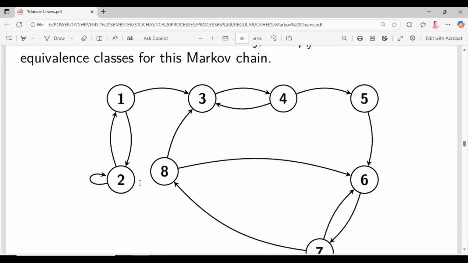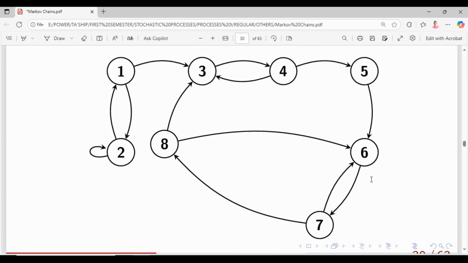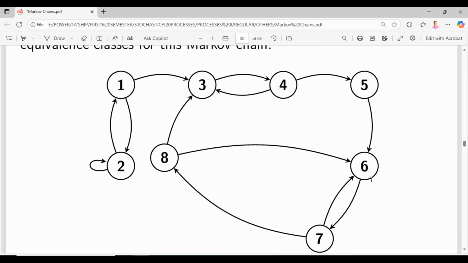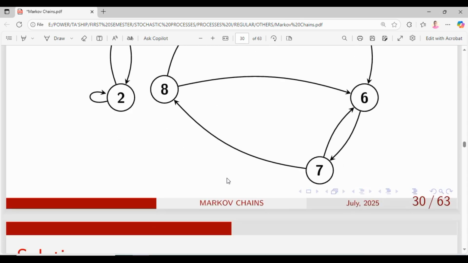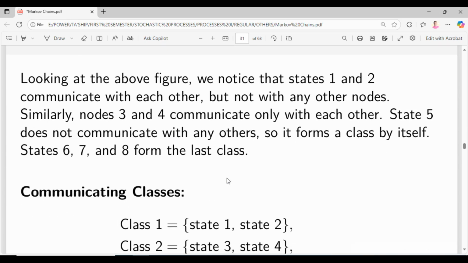States 6, 7, and 8 have their own communicating class. Information is accessible among these three states, so that makes them another communicating class. Let's look at state 5. You realize that state 5 is alone. Once we have one state that does not communicate with any other state, it becomes a class on its own. So we have class 1, class 2, class 3, and class 4. So we have 4 communicating classes in this particular example.